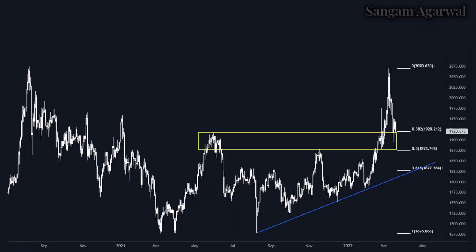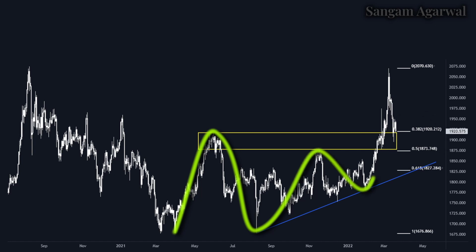To get more information, we will go to the daily time frame, and you can see the previous resistance 1960 and 1880 are making a strong support zone for the gold price, and this support zone is near the 38% and 50% retracement for this complete bullish trend. So this entire area is a strong support zone and buying level.